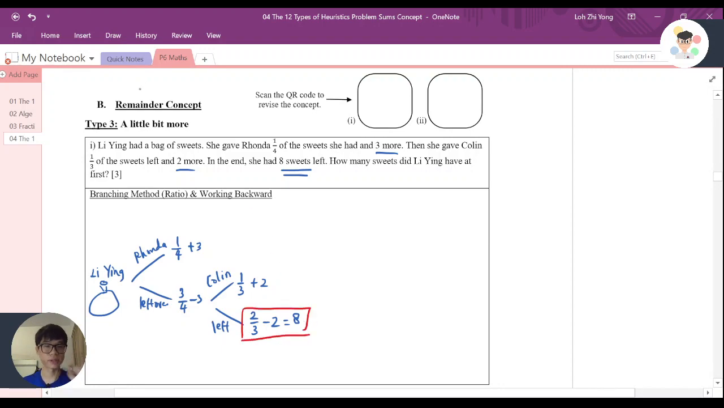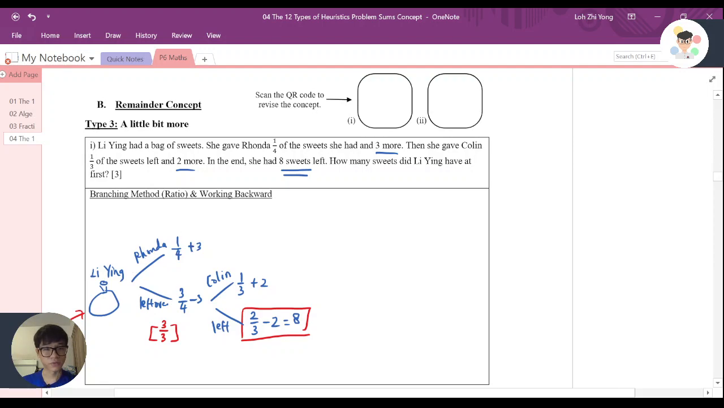Can you see here? Now here I'll continue to say that in the end, how many sweets did Li Ying have at first? Which is what we need to find. Now, to continue to solve this, I will first let you know one thing. Look at here. Colin is 1/3 plus 2. Leftover is 2/3 minus 2 equal to 8. So I know that the leftover here actually will be 3/3. You get the concept? If 1/3 is here, 2/3 is here, then the total should be 3/3, right? The leftover.